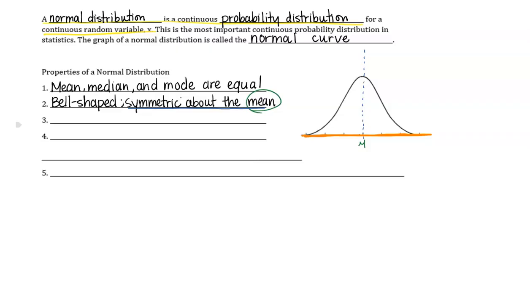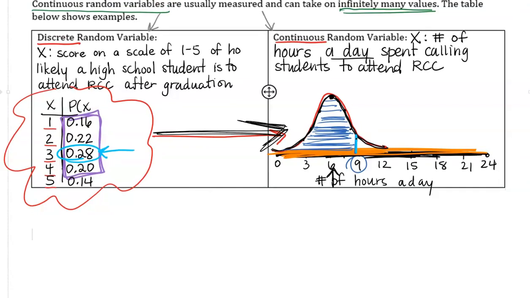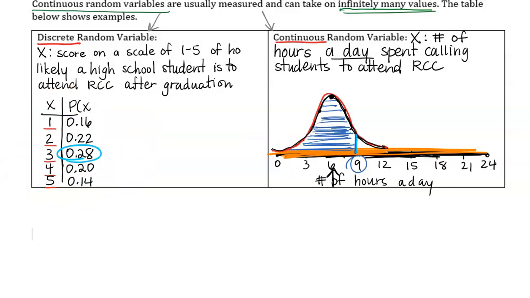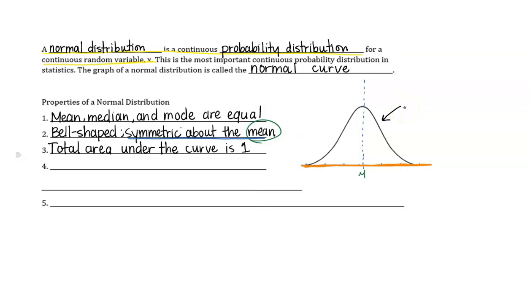The third property is that the total area under this curve is 1. And that should make sense to us, because remember we were drawing the similarities between the probability distribution for the discrete random variable and the one for the continuous random variable. We know that all 5 of these values here must add up to 1 in order for this to be a probability distribution. And if on the continuous random variable side the probability is represented by the area under the curve, then all that area under the curve needs to add up to 1. And that is very important.